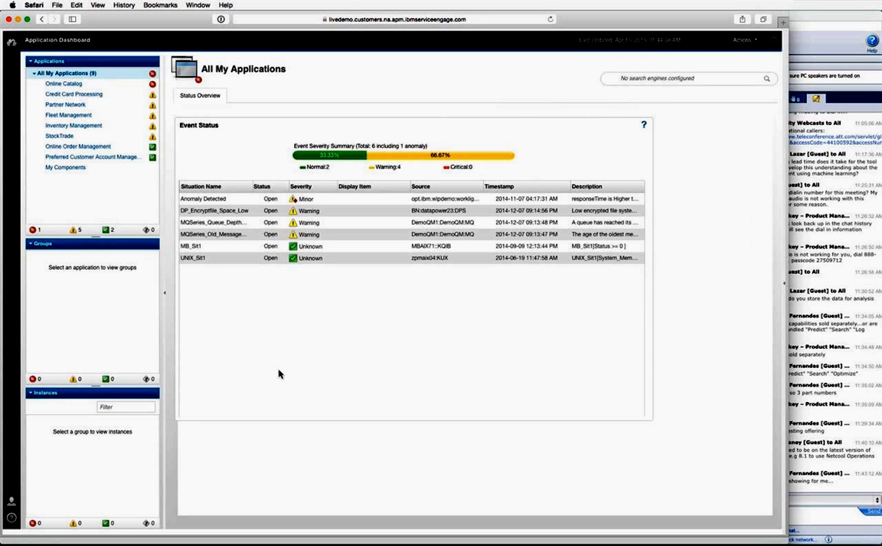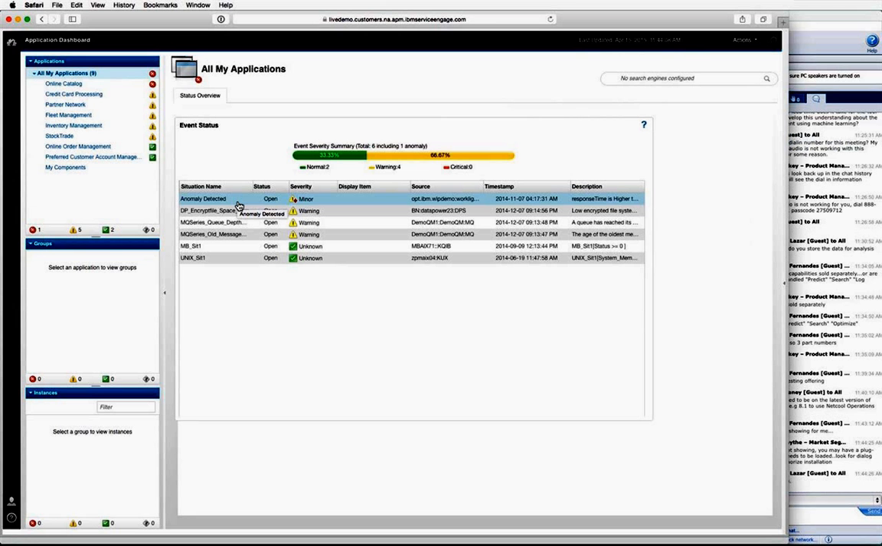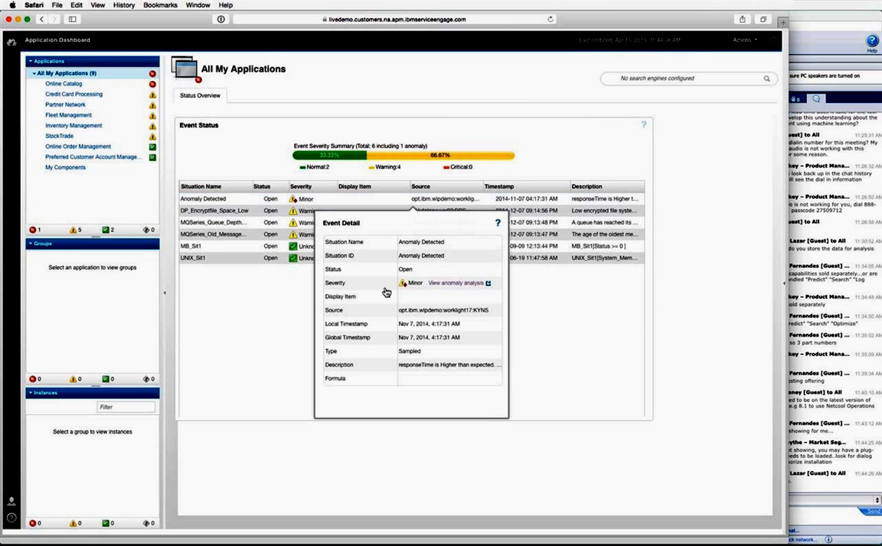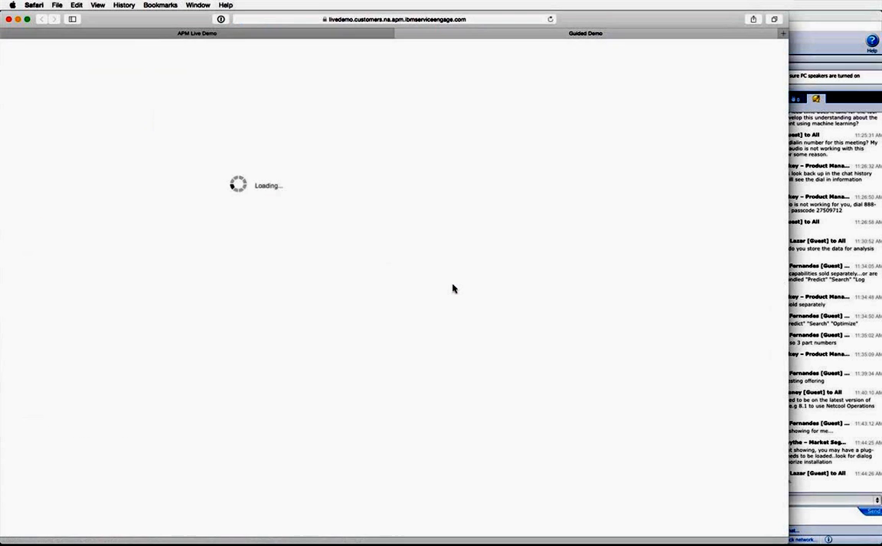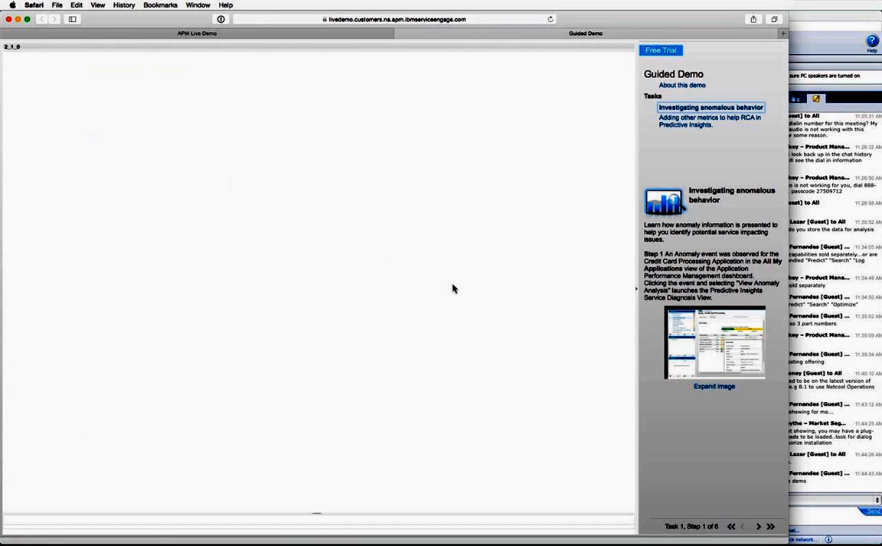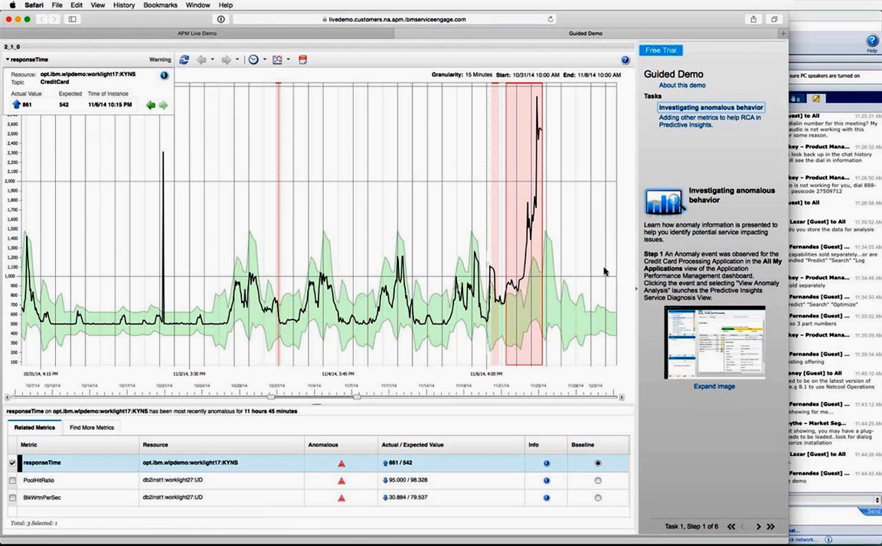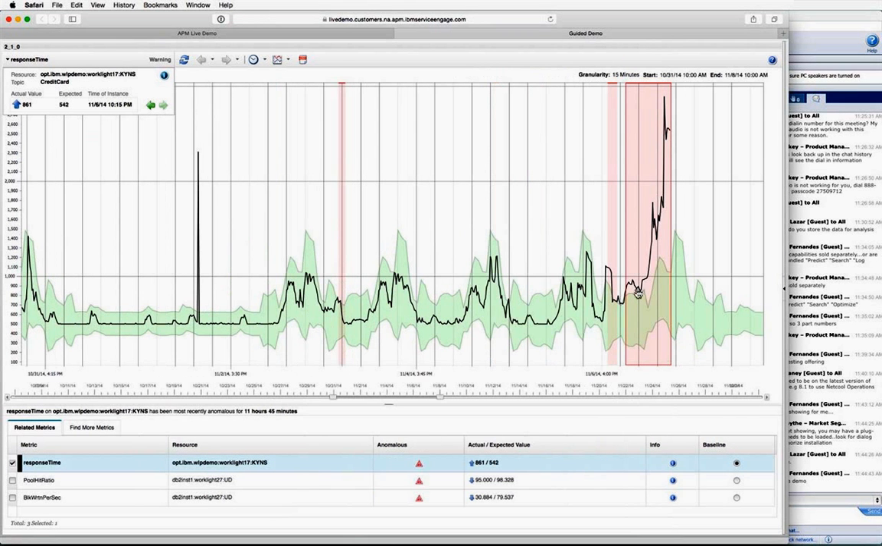And as we can see when we go look at the event list for that particular application, there's an event here at the top, anomaly detected. The response time on this particular WebSphere application is higher than it was expected to be. Again, you can see the badge here indicating that this is an anomaly event. And what we can do is launch in context into Predictive Insights to take a look at what we know about this particular anomaly event.